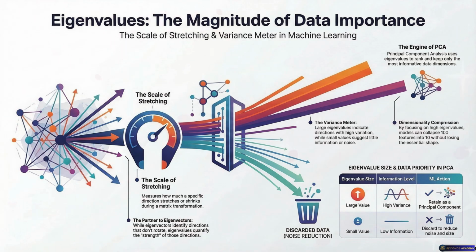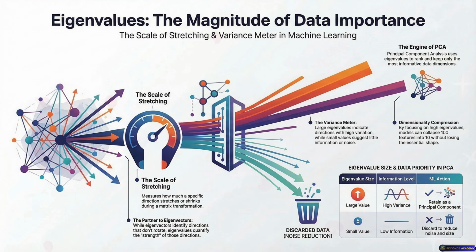If we have multiple stubborn directions that don't rotate, how does the model prioritize them? How does it know which ones actually matter? It looks entirely at the eigenvalue. The eigenvalue is essentially the importance score for its corresponding eigenvector. If an eigenvector has a very large eigenvalue, it means the matrix stretched the space tremendously in that direction. It pulled the data apart.